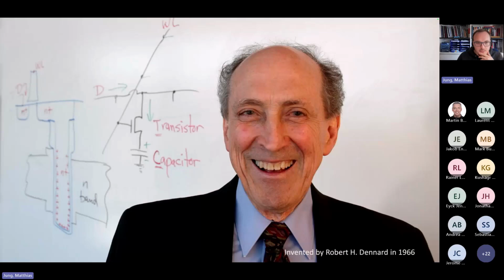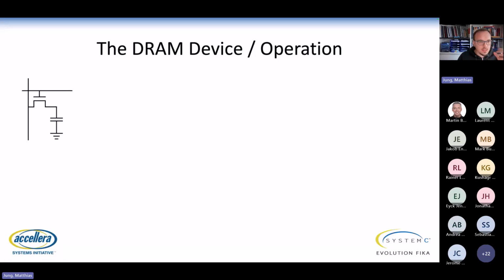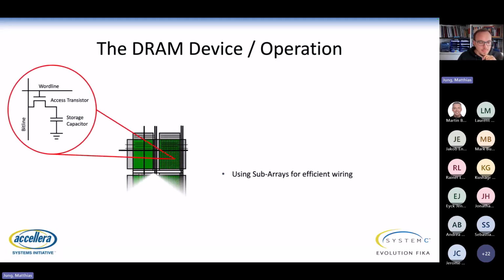DRAM was invented by Bob Dennard in '66. It's basically just a transistor and a capacitor, and with that, he basically replaced the core memory. And now we have DRAMs, and the first DRAM from Intel was just 1024 bits. So how does it work? As I said, a capacitor and an access transistor. This is one DRAM cell, which stores exactly 1 bit.